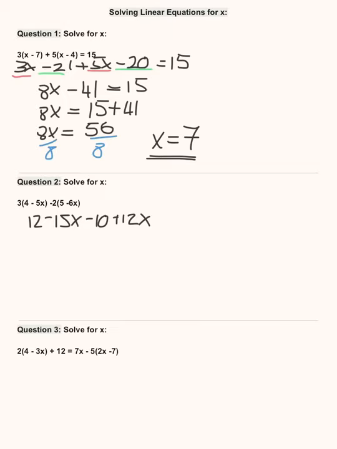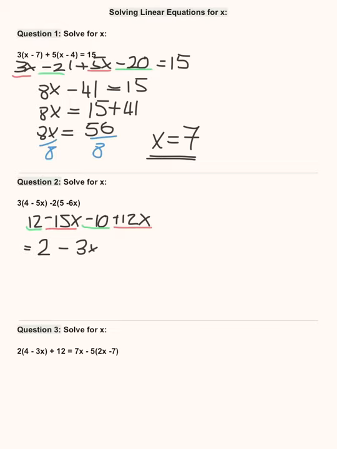So again, I'm going to underline the like terms that I can simplify by adding together. So I've got a minus 15x and a plus 12x, and then I've got a minus 10 and a positive 12. So 12 minus 10 is going to give me a constant of 2, and minus 15x plus 12x is going to give me a minus 3x. So that's as simple as that expression can go, as we can't take 3x away from 2.